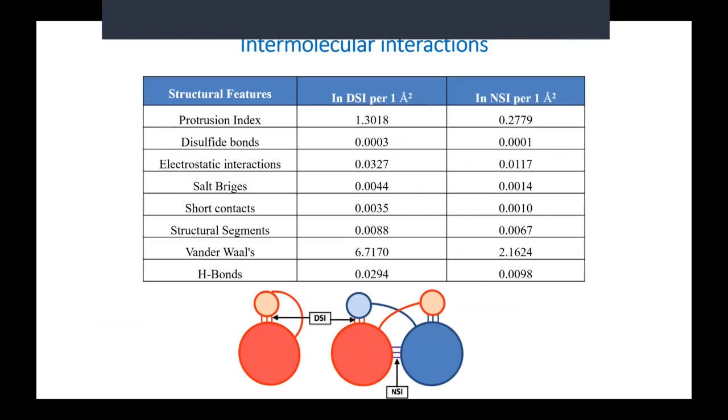We observed that on average, DSI contains many more interactions per unit area than NSI, which suggests that they are more optimized and stable. The DSI are present in both monomeric and oligomeric forms, so they get more chance to evolutionarily optimize, whereas NSI are newly formed interfaces, hence they are not well optimized.